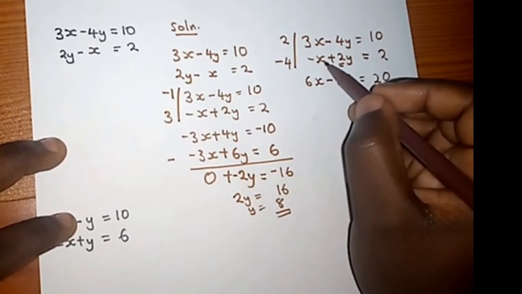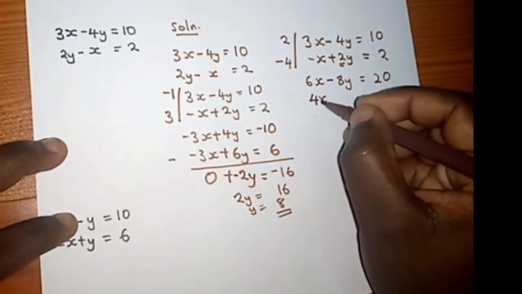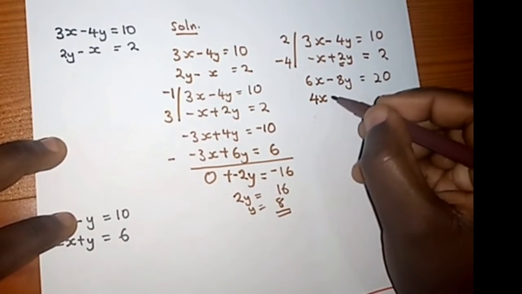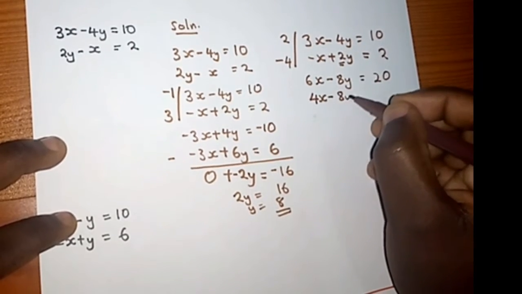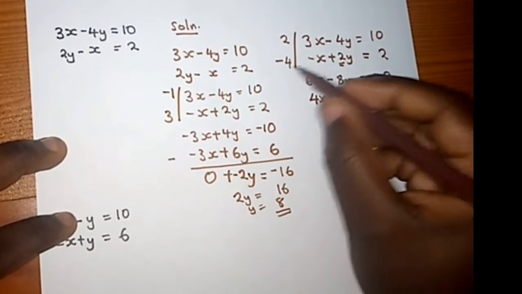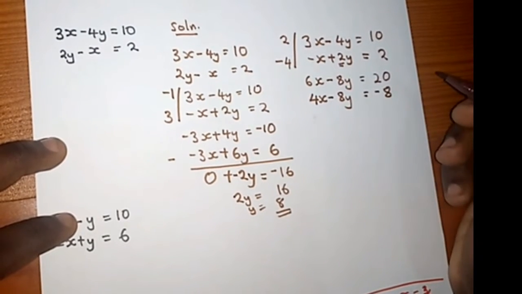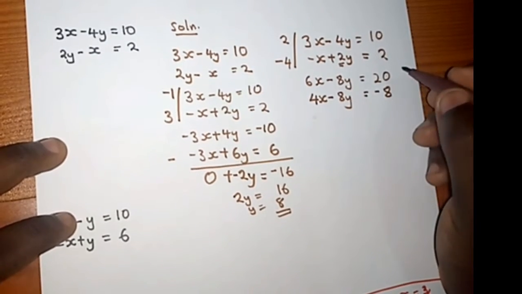Then negative 4 times negative x, in this case I get a positive x. Negative 4 times 2y gives negative 8y, equals to negative 4 times 2, so I get negative 8.